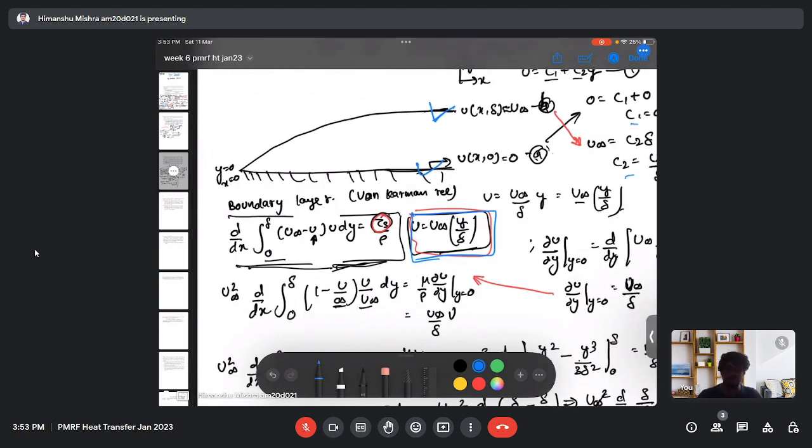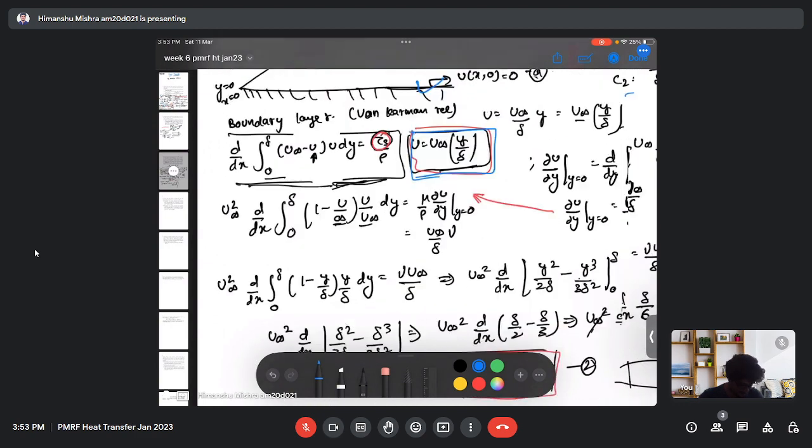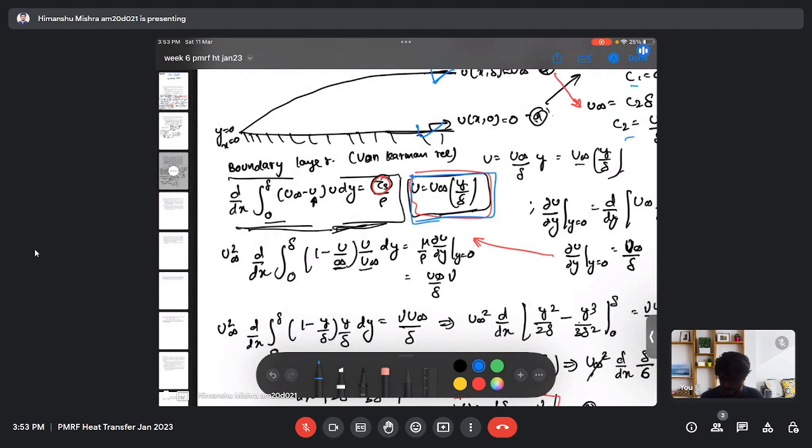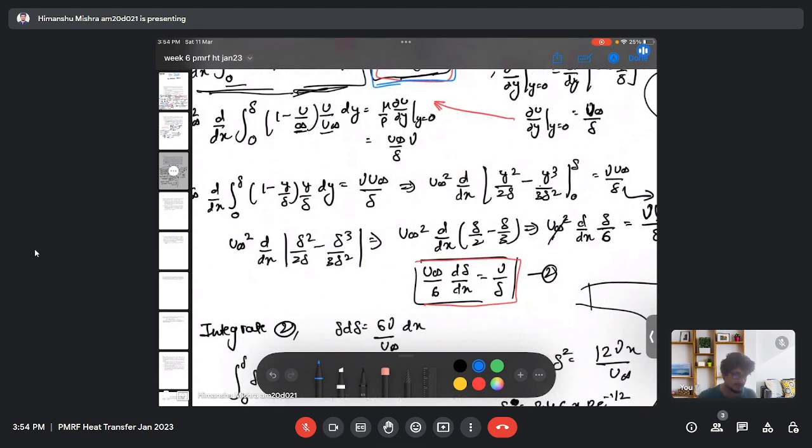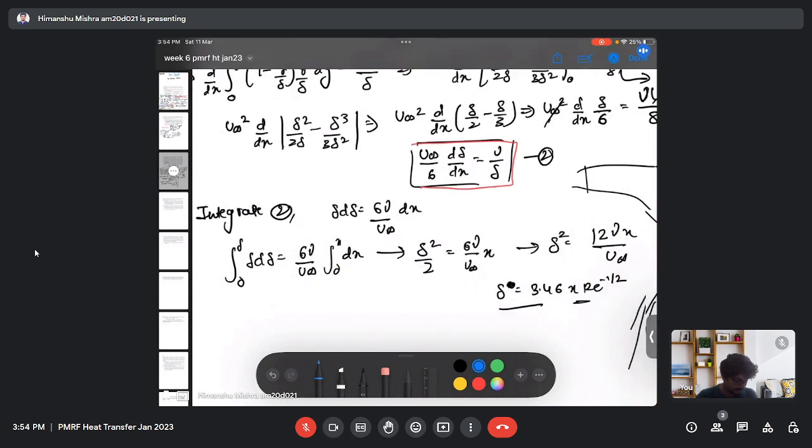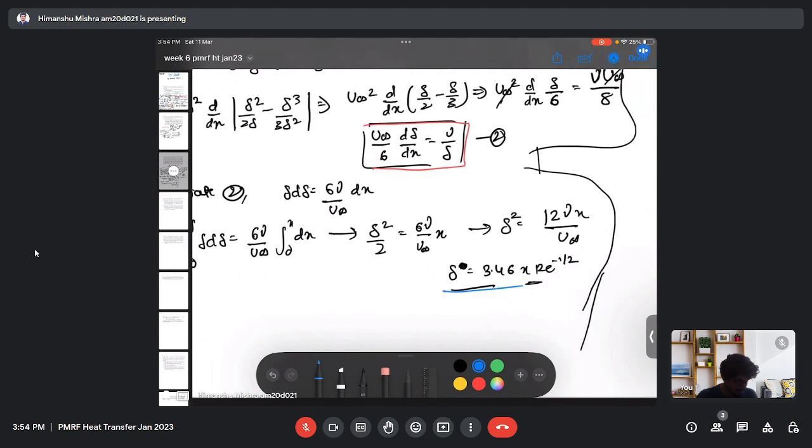To determine the boundary layer thickness, we use the momentum integral equation for the flat plate, which is a very general equation. We just need to put any velocity profile into this equation, and it will give us the boundary layer thickness for that specific velocity profile. So we put our velocity profile into this equation and integrate it, which was just mathematical algebra. After integration, we can define our boundary layer thickness in terms of the Reynolds number and x.